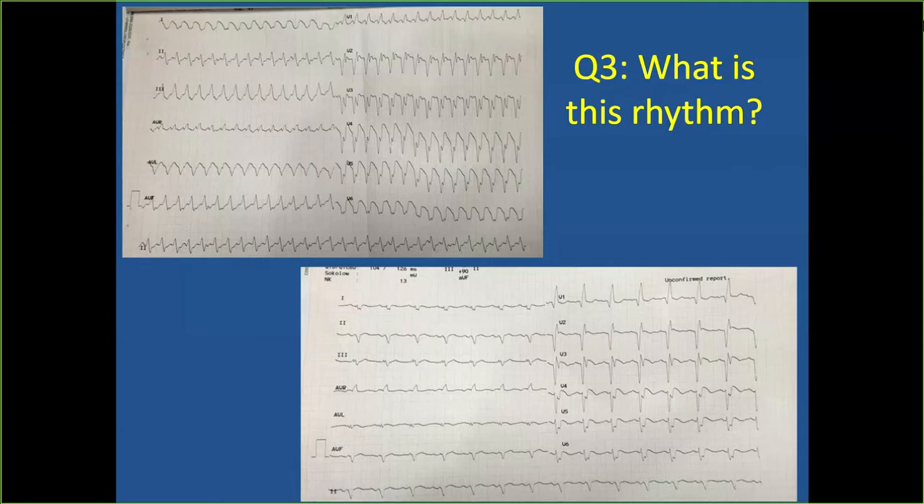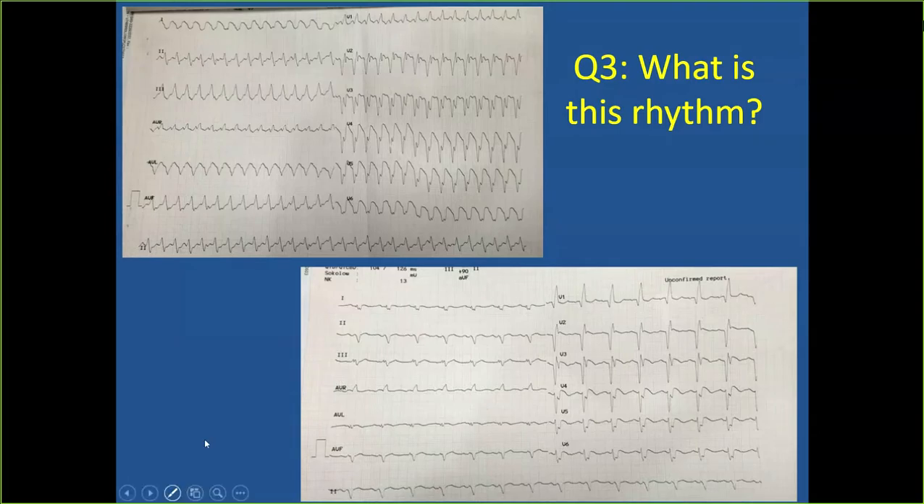Okay. Look for AV dissociation. There is no SVT with AV dissociation. Of course, if you take an electrophysiologist, you can, but other things are against it. Right. This is not an SVT by any stretch of imagination. Next.